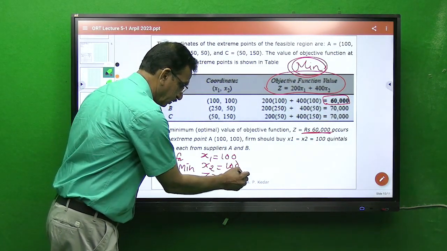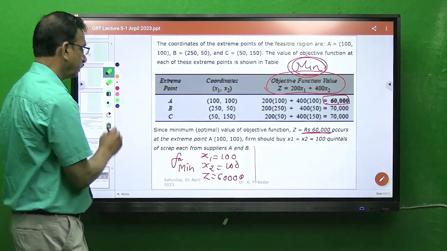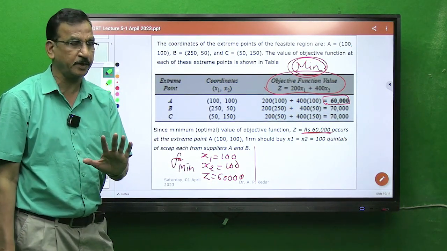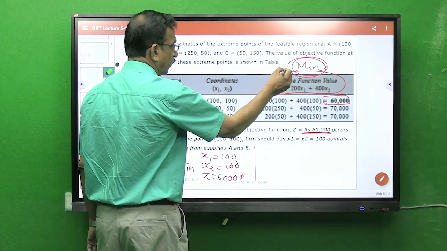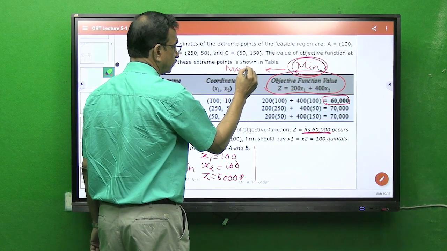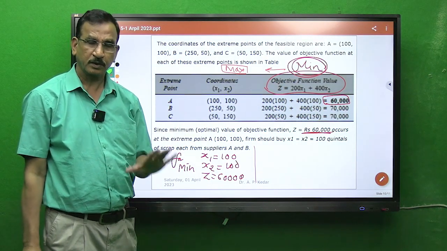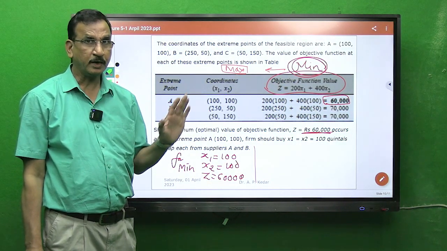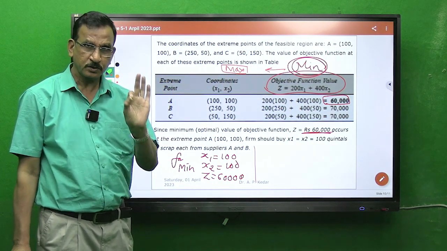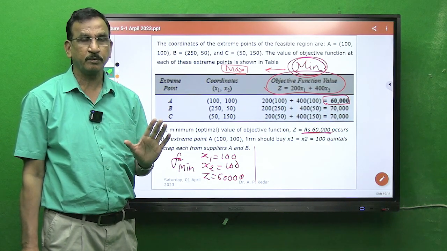Now this is very important. Suppose for the same scenario I keep the constraint equations the same, but change the objective function from minimize to maximize. Only this simple change, with the constraint equations the same. Listen to one thing: when you are not disturbing the constraint equations, the graph will be the same.